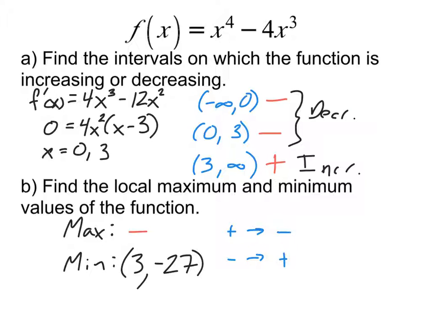Remember that I get this -27 here by plugging the 3 into the original function, because the 27 is the height of the point, not its slope like derivative would tell me.